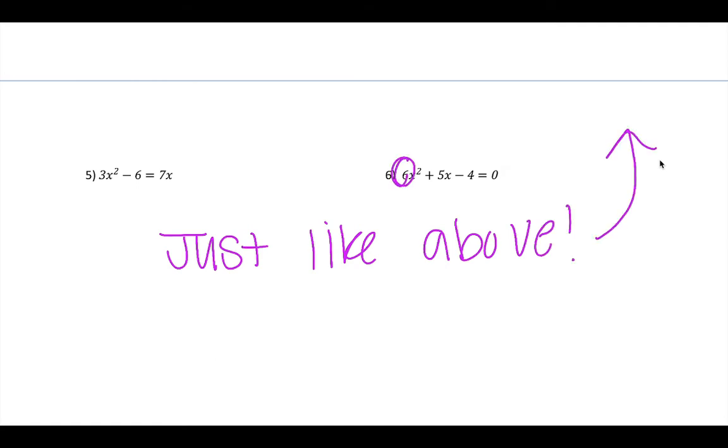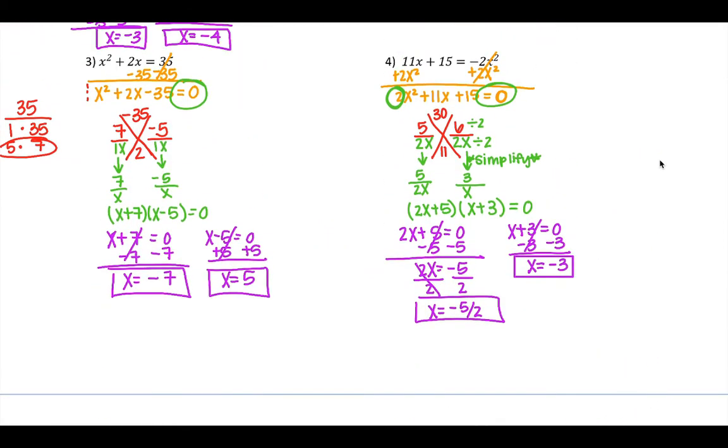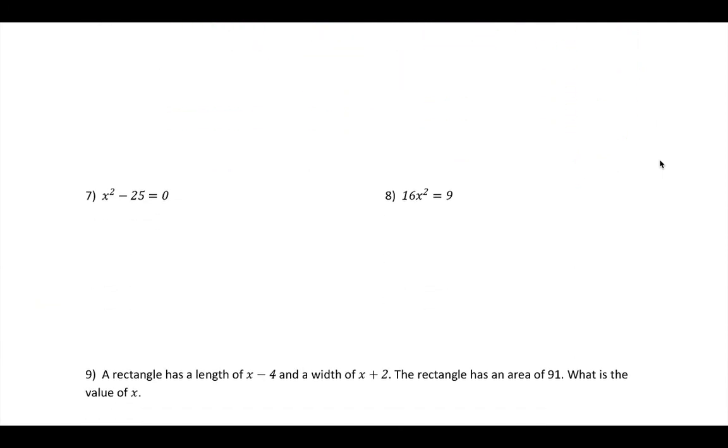Again, this time you have a 6 as your A term and a 3 as your A term, so there will be simplifying for these, like this one over here we had to simplify. Let's look here.